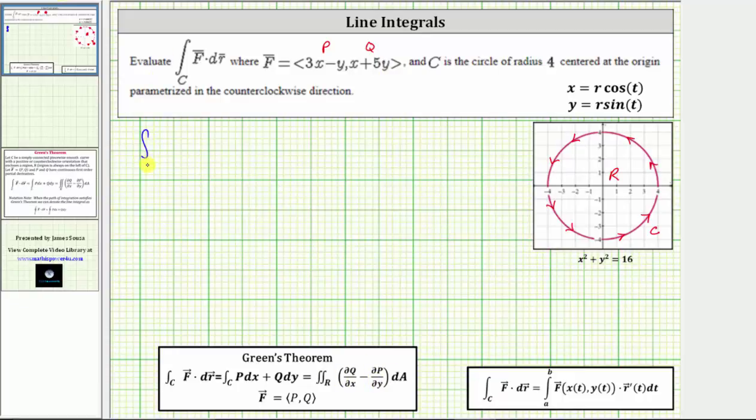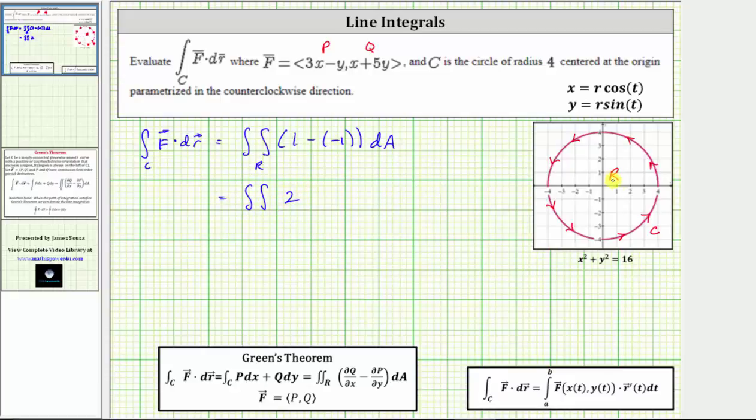So the given line integral along the curve C of F dot differential r is equal to the double integral over the region R of, and now let's find the difference of these partial derivatives. The partial derivative of Q with respect to x is going to be 1. Remember, we differentiate Q with respect to x, treating y as a constant. And then we have minus the partial derivative of P with respect to y. Now we differentiate P with respect to y, treating x as a constant. The partial of P with respect to y is negative 1. And then we have differential A. 1 minus negative 1 is 2. So now we have the double integral where the integrand function is now just 2.